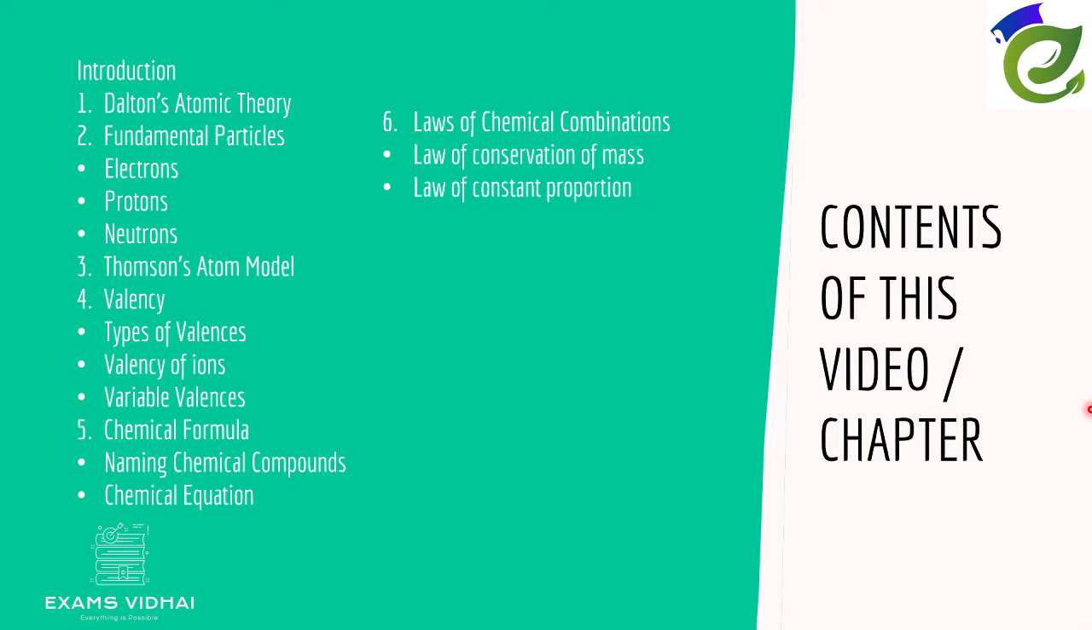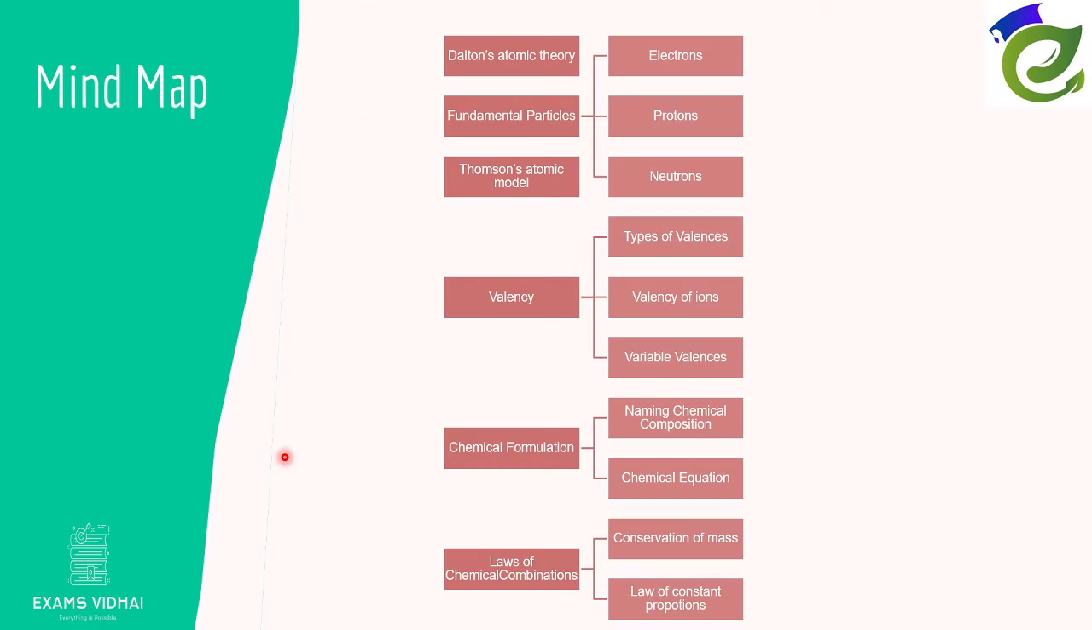In this particular video, we'll be looking into the contents of the video for now, that is, the introduction to this chapter, Dalton's atomic theory. We'll be taking a look into fundamental particles, that is, electrons, protons, and neutrons, and Thomson's atomic model. In the future videos, we'll be learning about valencies, chemical formulas, and laws of chemical combinations. And let's get started into the first video.